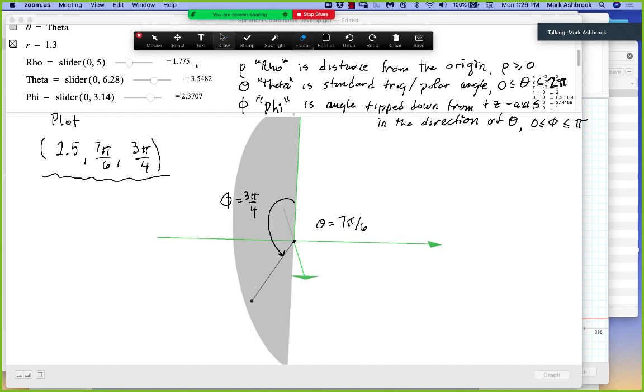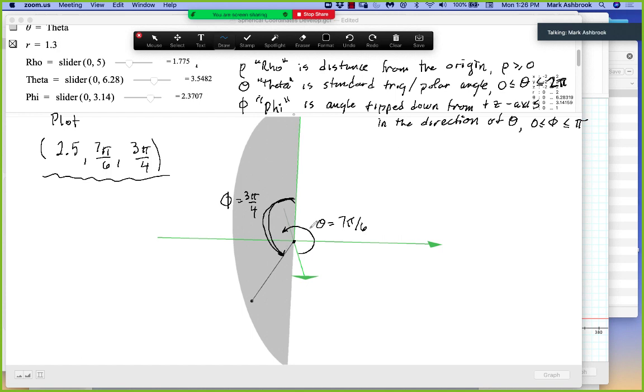Oh, that one's right. Okay, so let's see if we can do this better again. So it'd be like starting here. That's better. So it's like horizontal, right? So that's swept around to 7 pi over 6, and then 3 pi over 4. This isn't great.